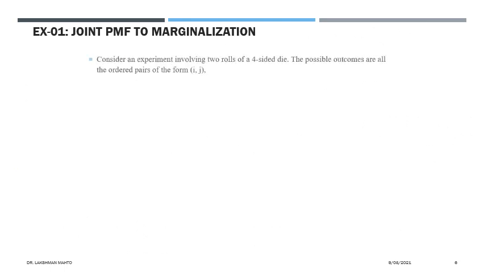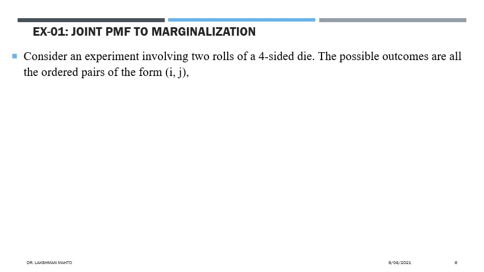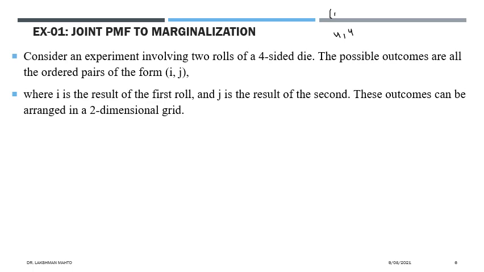I will take an example here. We are taking a four-sided dice and rolling it two times. In that process, how many outcomes will we have? We will have 16 outcomes, 4 times 4. Each outcome is a two-tuple characterized by (i, j), where i is the outcome of the first roll and j is the outcome associated with the second roll.